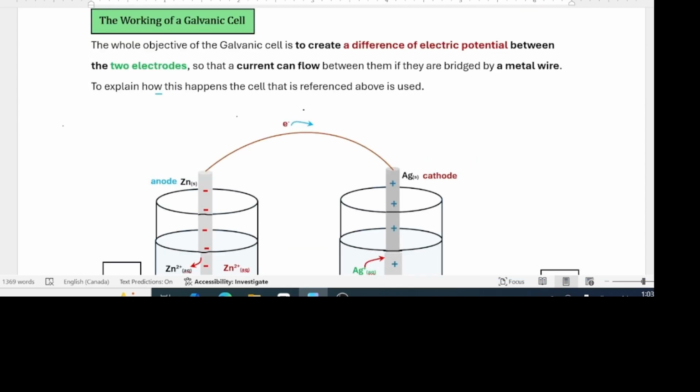The working of a galvanic cell. The whole objective of the galvanic cell is to create a difference in electric potential between the two electrodes such that a current can flow between them if they are bridged by a metal wire. To explain how this happens, the cell that is referenced above is used.